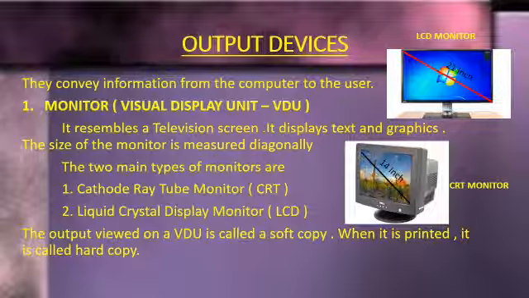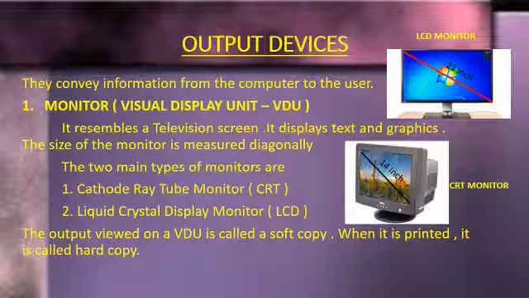It is also called Visual Display Unit or VDU. It resembles a television screen and it displays text and graphics. The size of the monitor is measured diagonally. The two main types of monitors are cathode ray tube monitor or CRT monitor, and liquid crystal display monitor or LCD monitor.